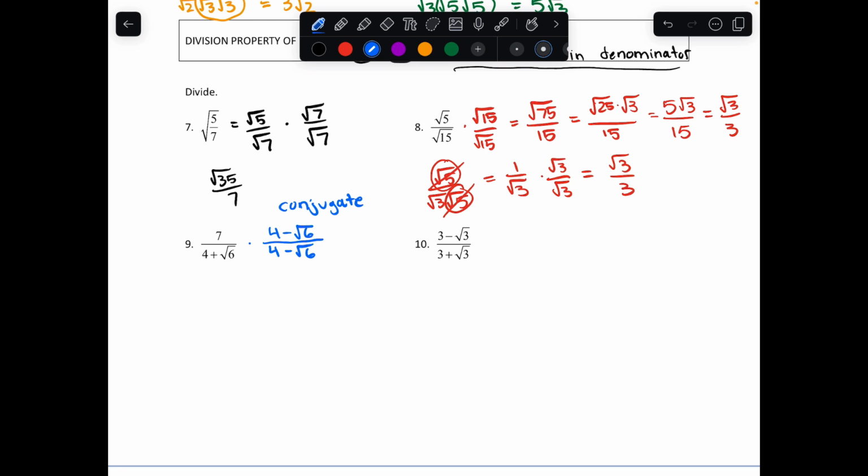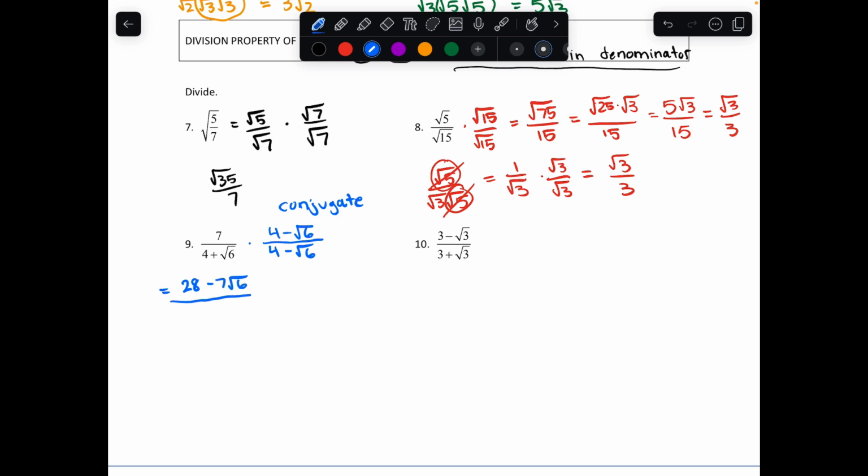And again, we're multiplying by that divided by itself. So we're still multiplying by 1. It just looks weird now. Let's go ahead and multiply this stuff out and see what we get. So we get, on the numerator, 7 times 4 is 28, and 7 times negative square root 6 is negative 7 times the square root of 6.